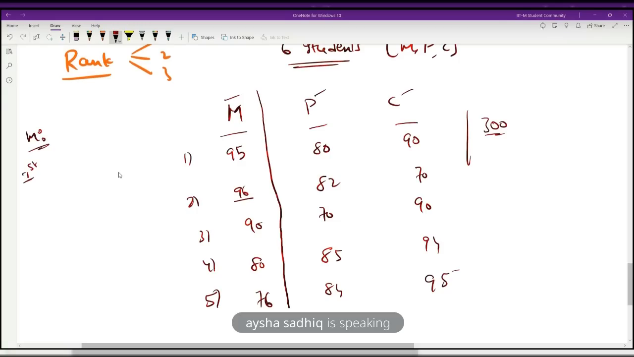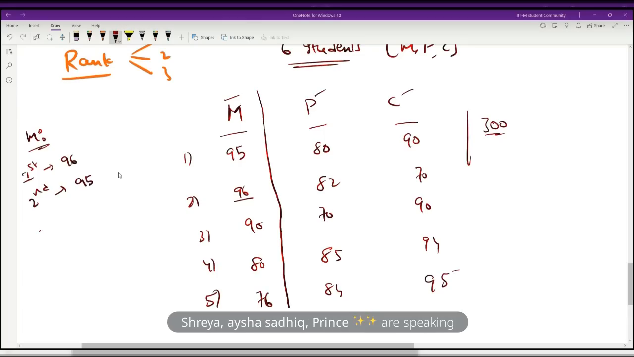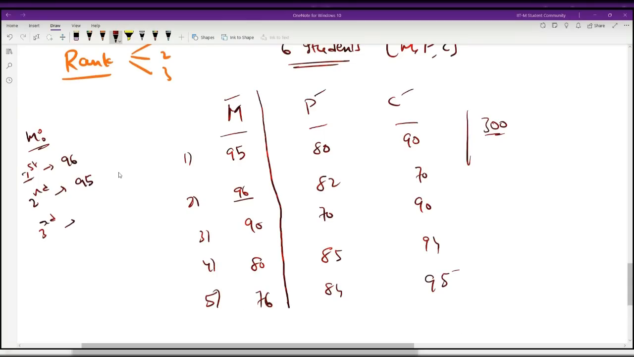Third. Second. Yeah, the second person who scored 96 gets the first prize, and the second prize is secured by, First. Yes, First. And the third prize is secured by, Third. Yeah, you're 100% right again. And now we deal with physics. Who gets the first position in physics?